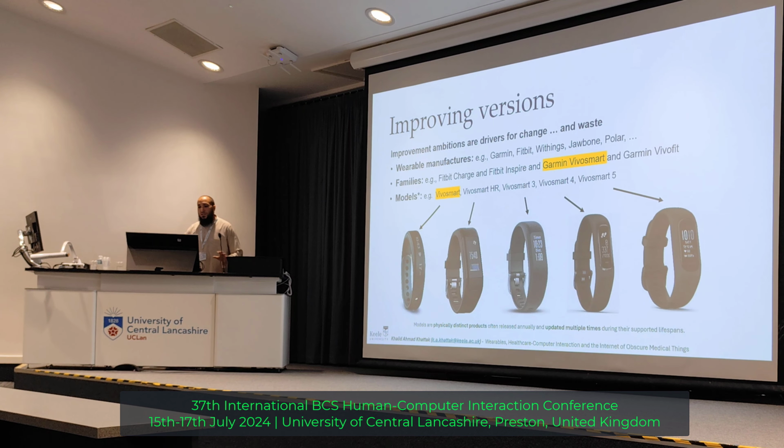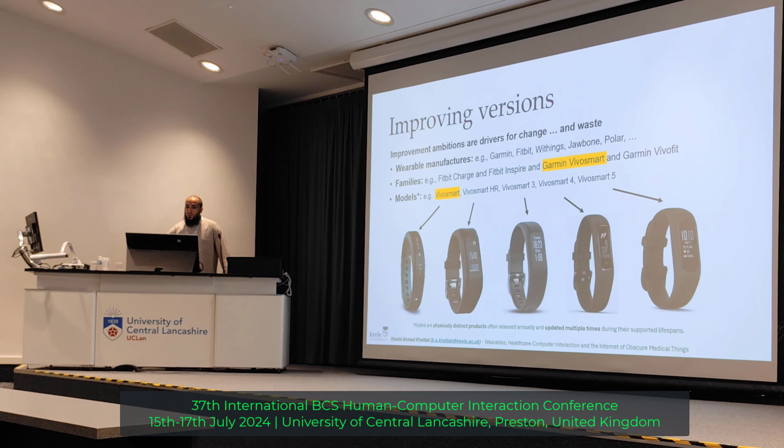Before jumping into detail, I will mention some terms. First, we have the manufacturers. When I say manufacturers, we mean Garmin, Fitbit, and so on. These are the manufacturer names. Then we were looking for something called families. Inside each manufacturer we have, for example, Fitbit Charge, Fitbit Inspire, Garmin Smart. So these are the families we are referring to.